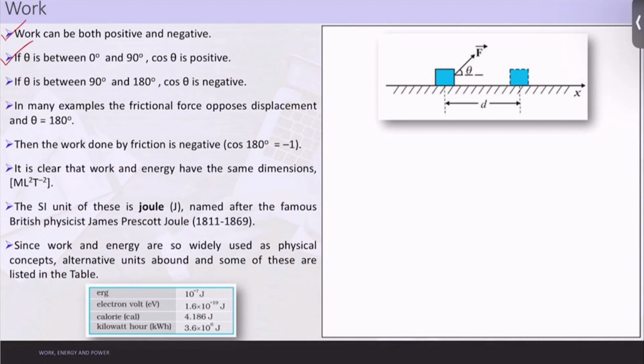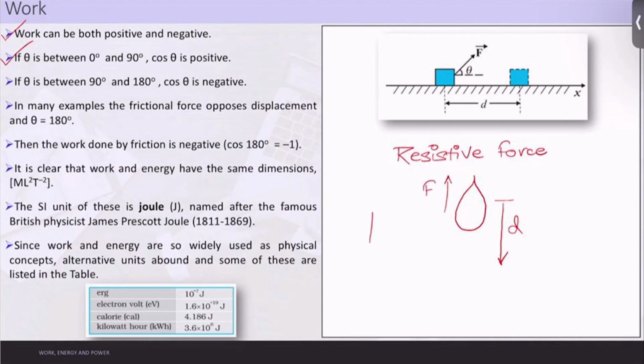If theta is between 90 degrees and 180 degrees, then cos theta is negative. Okay. So in the previous case scenario, what was happening? For resistive force, if you see clearly, this was your drop. The displacement of this drop was in this direction, correct? But the force acting was in this direction, right? So this was the F value, this was your D value, correct? So as a 180 degree angle is being formed here, in mathematics you may have studied what cos 180 degree is. It is nothing but equal to minus 1.